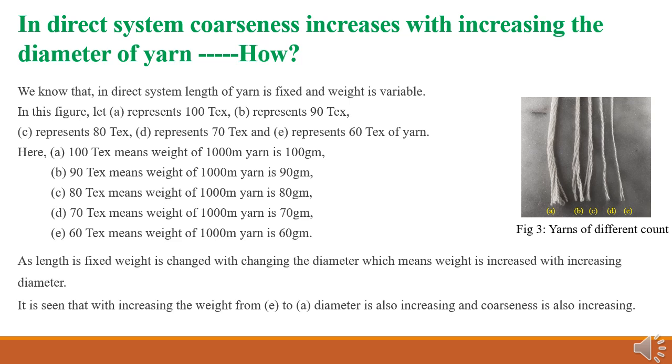Here, 100 tex means weight of 1000 meters yarn is 100 grams, 90 tex means weight of 1000 meters yarn is 90 grams, 80 tex means weight of 1000 meters yarn is 80 grams, 70 tex means weight of 1000 meters yarn is 70 grams, 60 tex means weight of 1000 meters yarn is 60 grams. As length is fixed, weight is changed with changing the diameter, which means weight is increased with increasing diameter. It is seen that with increasing the weight from E to A, that means from 60 to 100 tex, coarseness is increasing with increasing the diameter of yarn.